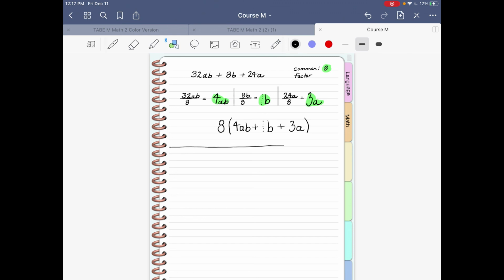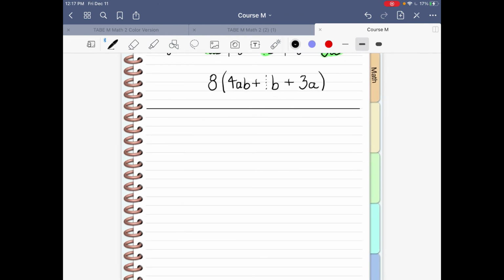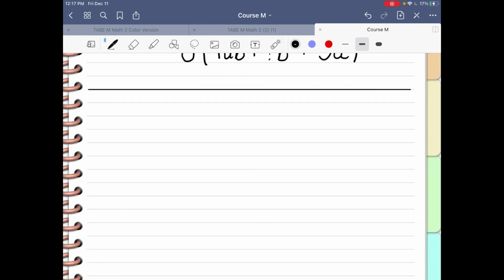Okay, one more, and we'll let this go. Let's factor. I'll have to make one up because I only made up 3. Let's do 5mz plus 15ma plus 25mxy.